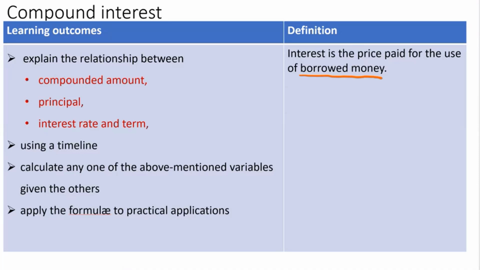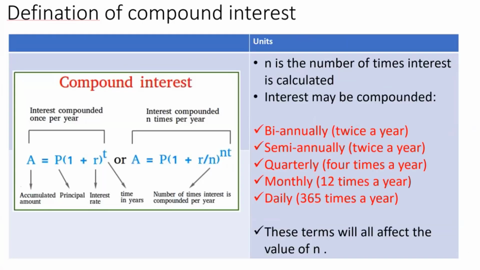Those components are very critical, and we need to be able to use the timeline. Calculating these components is also critical, and also applying the correct formula in practical applications. Let us look at what you would find even if you go and Google the compound interest formula. You'll find that this will be the basic one.